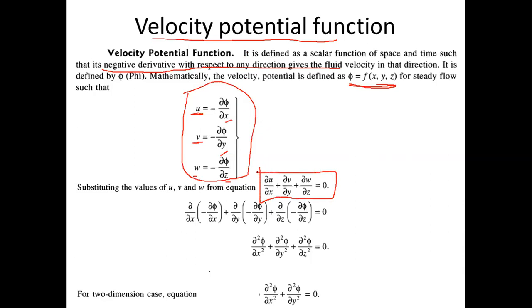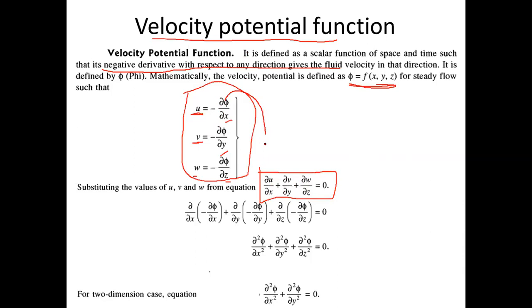For a flow to be possible, it should also satisfy the continuity equation. So what is the continuity equation? It is ∂u/∂x + ∂v/∂y + ∂w/∂z = 0. So what is u in terms of phi? You know, u in terms of phi is minus dφ/dx.